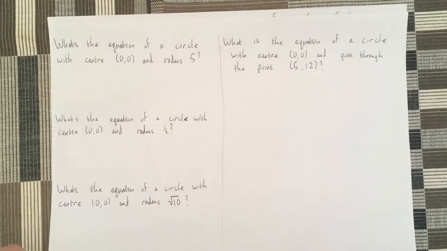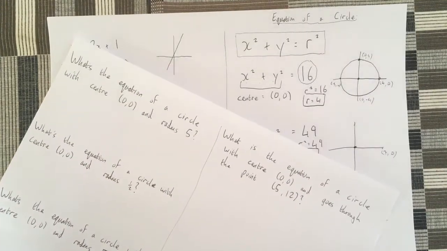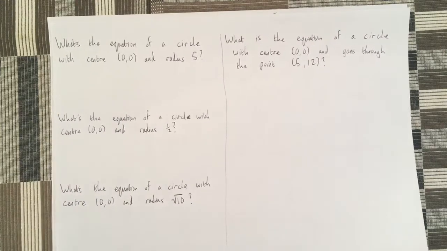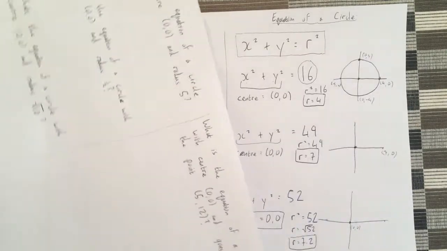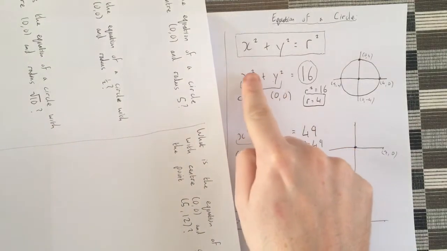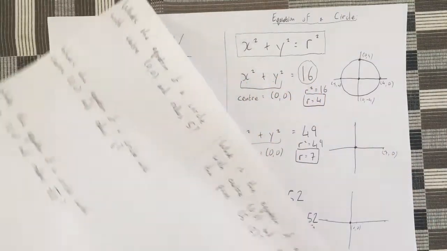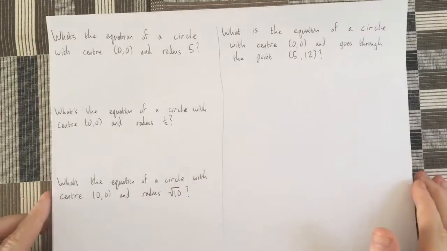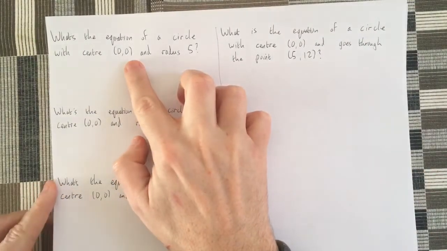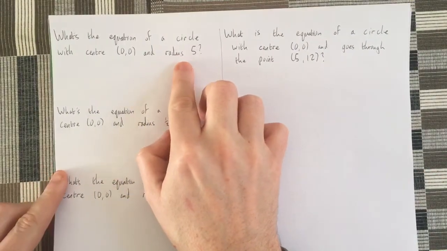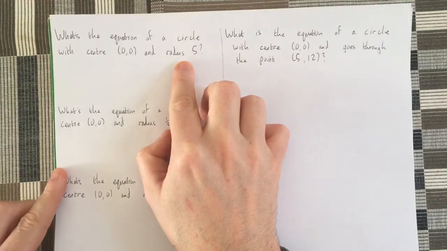All right, so sticking with the equation of the circle here, but just doing the questions the other way around. In these ones here, I was given the equation of the circle and I figured out the center and the radius from it. With these ones, I'm going to be given the center and the radius, and I have to get the equation of the circle.